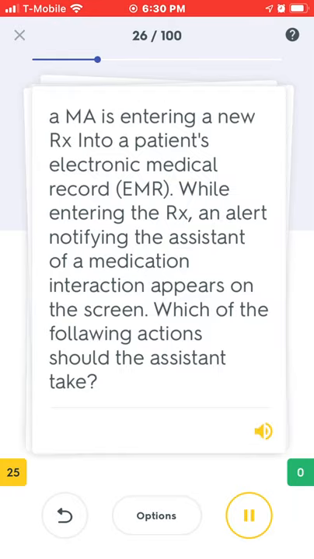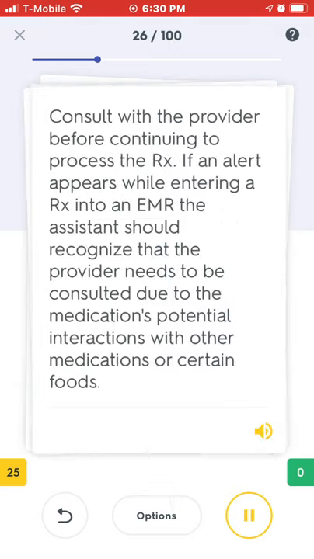An MA is entering a new Rx into a patient's electronic medical record. While entering the Rx, an alert notifying the assistant of a medication interaction appears on the screen. Which of the following actions should the assistant take? Consult with the provider before continuing to process the Rx. If an alert appears while entering an Rx into an EMR, the assistant should recognize that the provider needs to be consulted due to the medication's potential interactions with other medications or certain foods.